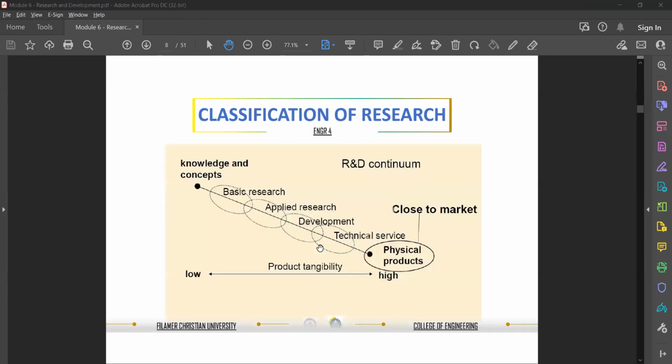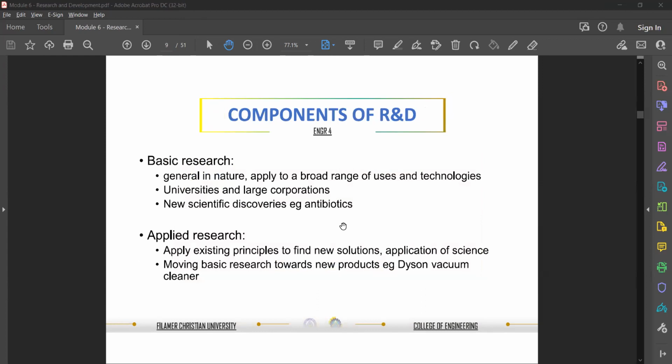Ayan. So we have here classifications of research. So we have basic research, applied research, development, technical service, and so on. So first we have the basic research. Ano ba yung basic research dito? So in general in nature, so this applies to a broad range of uses and technologies. So basically we have universities and large corporations that do this basic research. And of course, this applies with the new scientific discoveries, no? Just like antibiotics, vaccines, and so on.